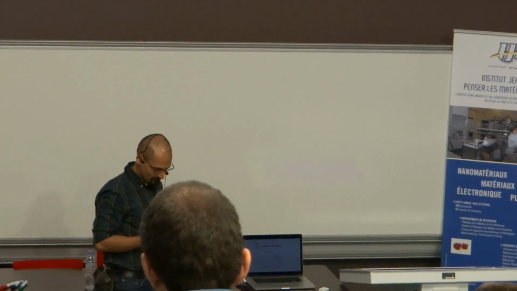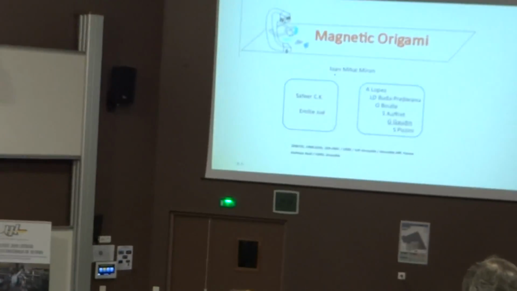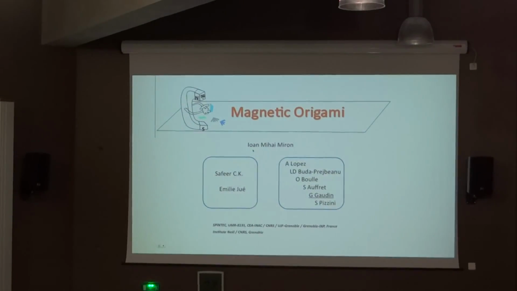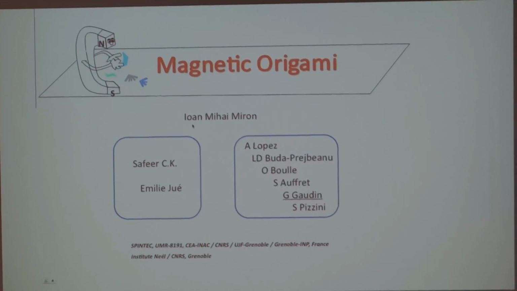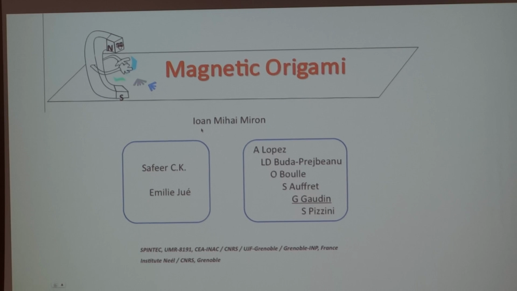Before I begin talking about magnetic origami, I would like to acknowledge the two people that did most of the work. It is Safir and Emily, two PhD students that graduated from school. I should also acknowledge that this work is a collaboration between SpinTech and Miron Institute in Grenoble.